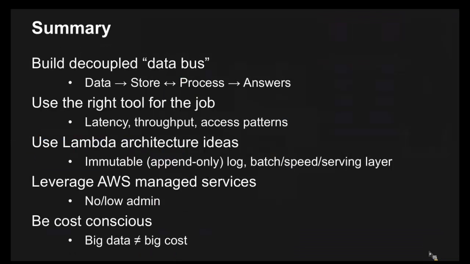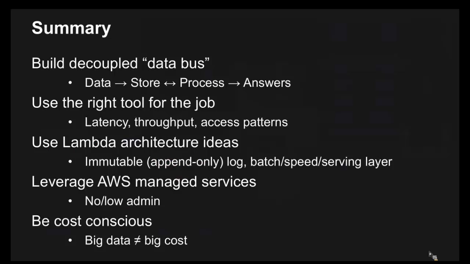And with that, I want to summarize. When you're building a big data pipeline, building a decoupled system is important. The way it looks is data goes into storage and then it's processed, and then that store and process repeats itself until the data is shaped in a form that caters to the downstream system. Using the right tool for the job is paramount, and we walked through how to use latency, throughput, and access patterns to pick the right tool.